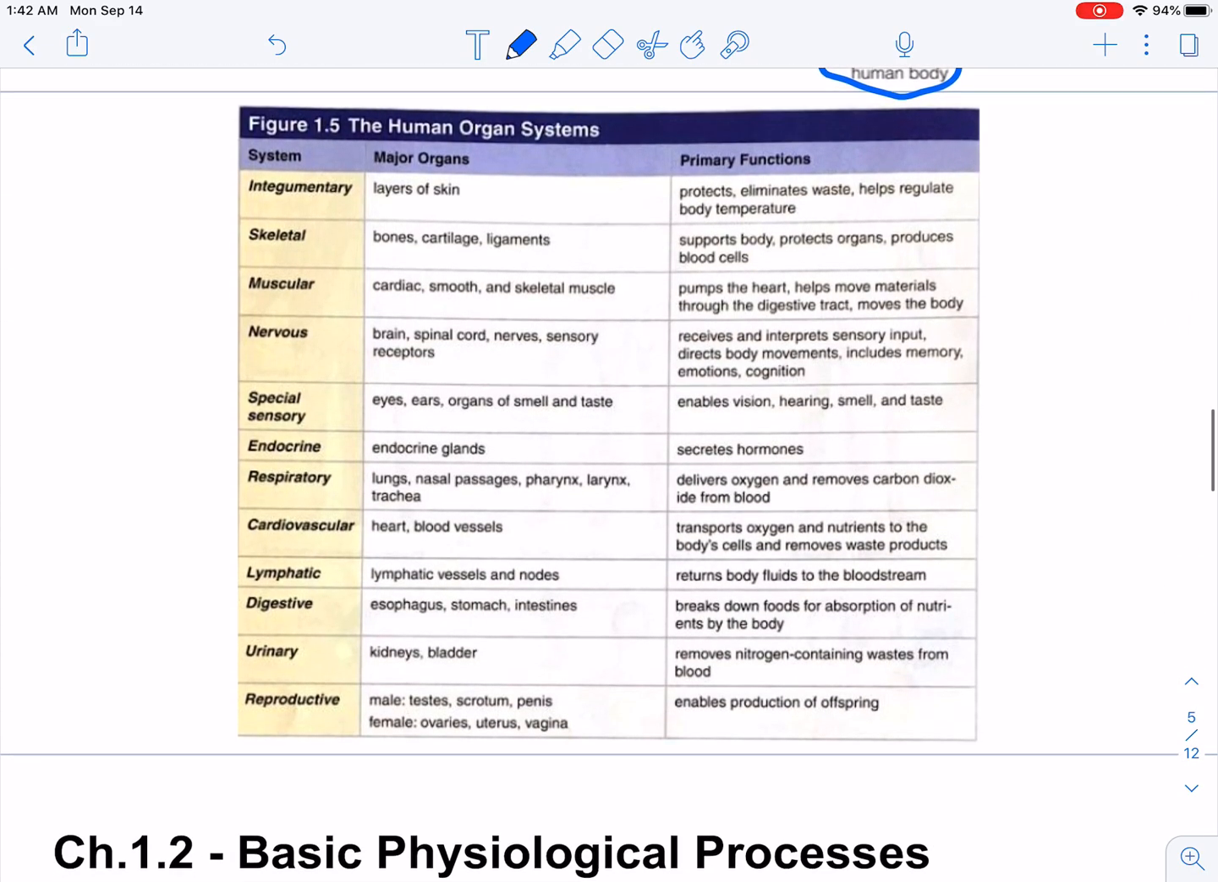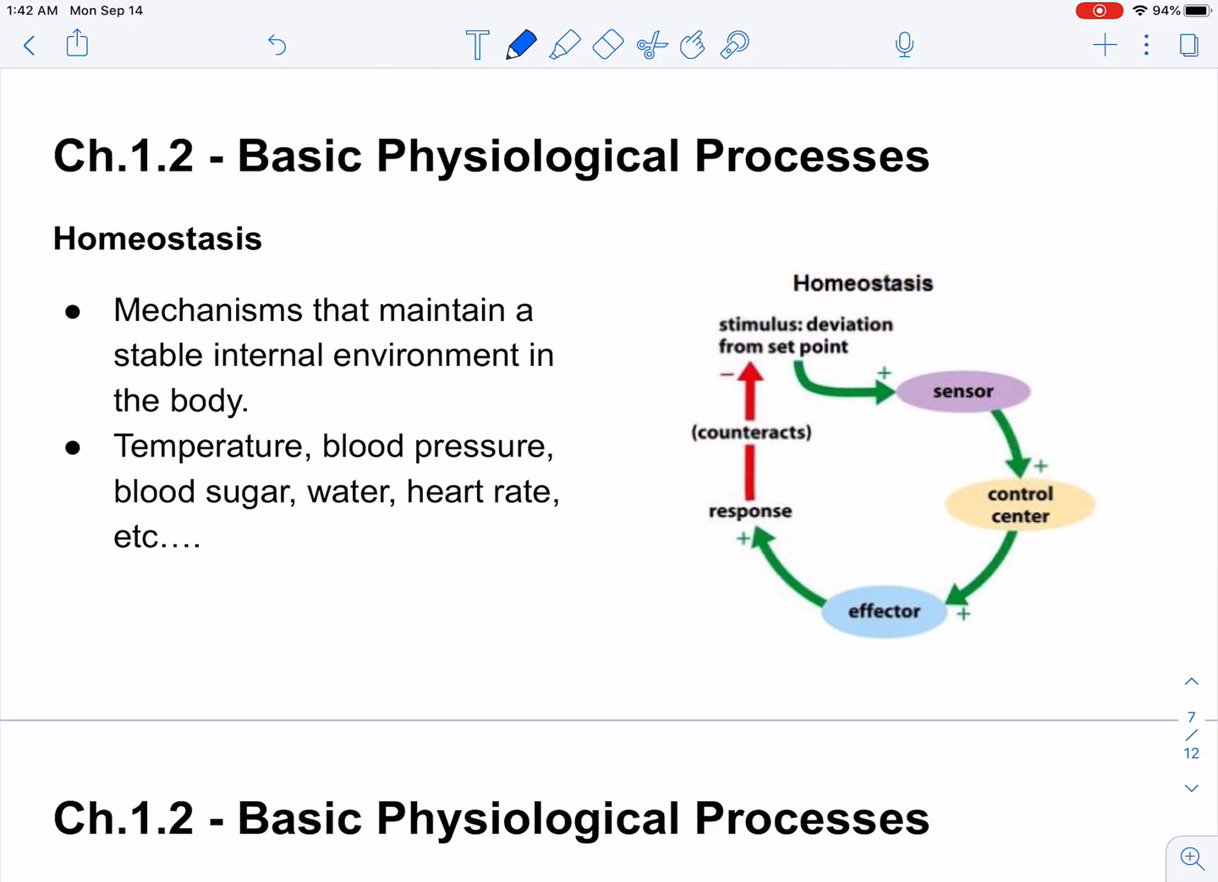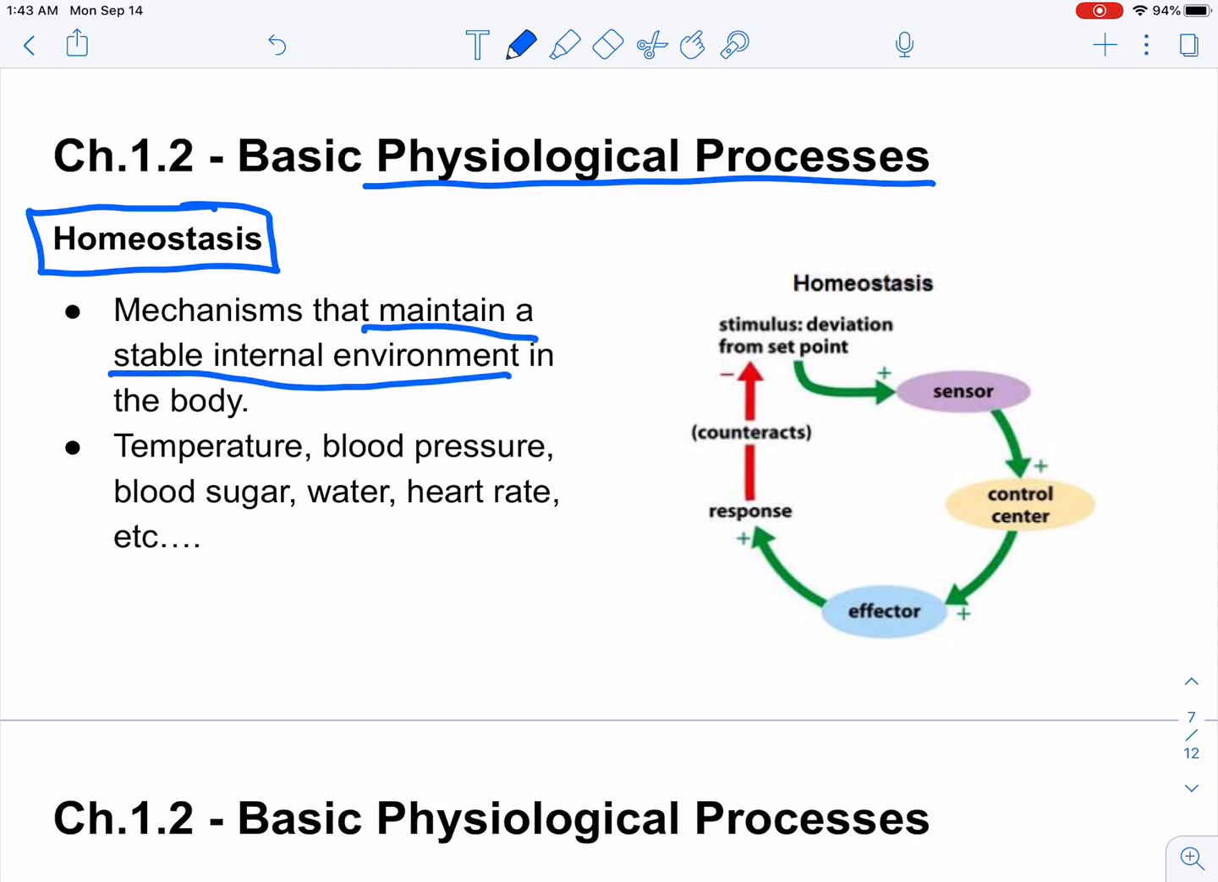Your textbook has a nice little summary table of the key organ systems. We're not going to be able to cover all of these in this course, but it's good to know about their basic functions and the basic organs that make them up. An important physiological process to keep in mind is homeostasis. This is going to be a constant theme in this course. Our body is always working to maintain a stable internal environment. That means for temperature, blood pressure, blood sugar, there's always a normal level that our body is trying to maintain, and those levels are constantly being thrown out of whack, right?